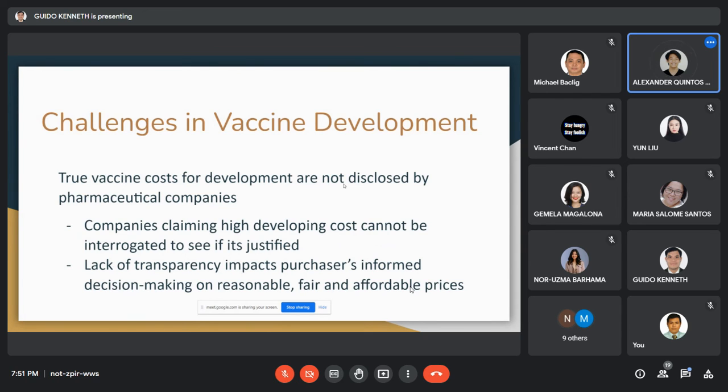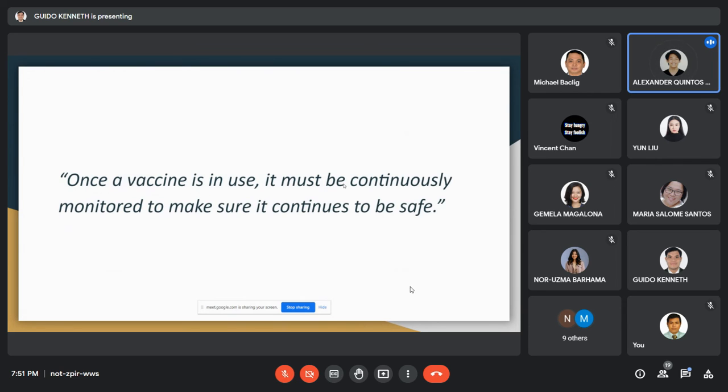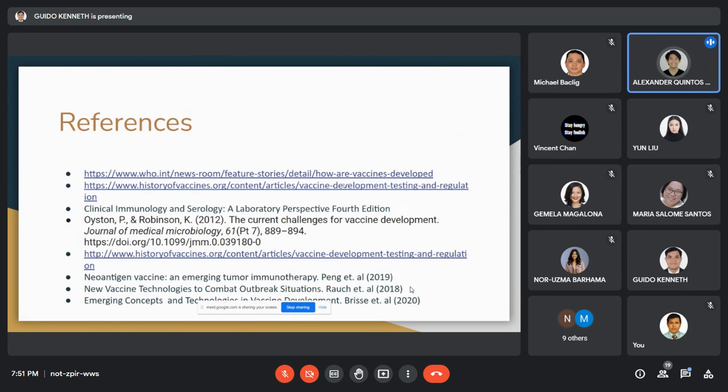So next slide. We'd like to end with a quote: once a vaccine is in use, it must be continuously monitored to make sure it continues to be safe. Thank you. And our references are there.